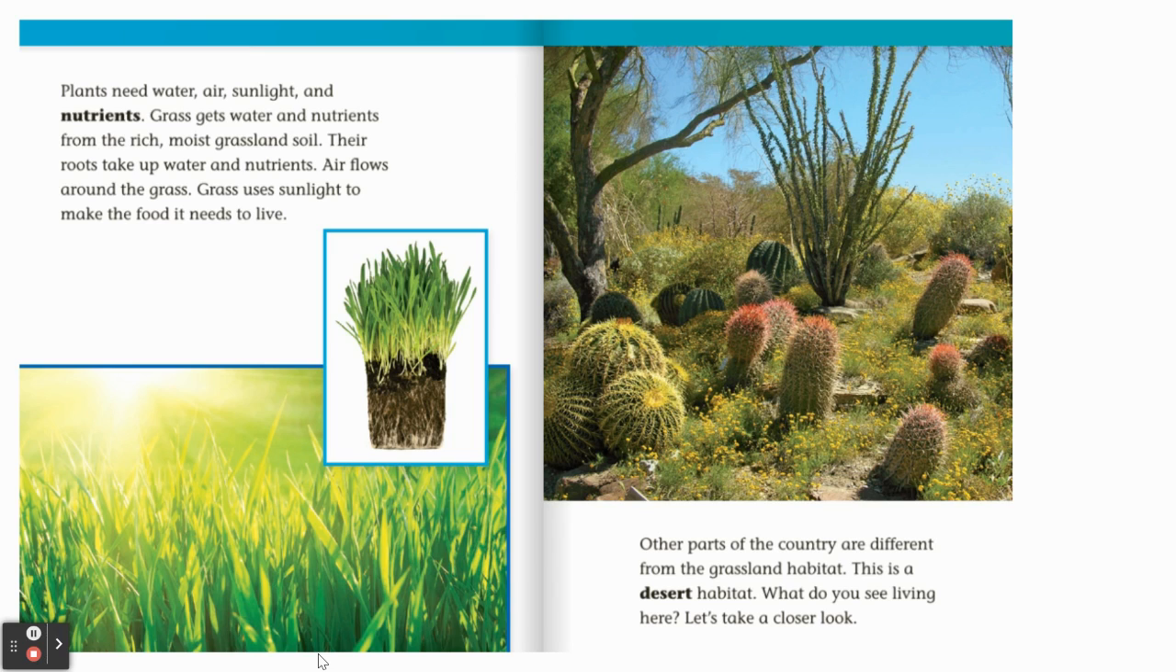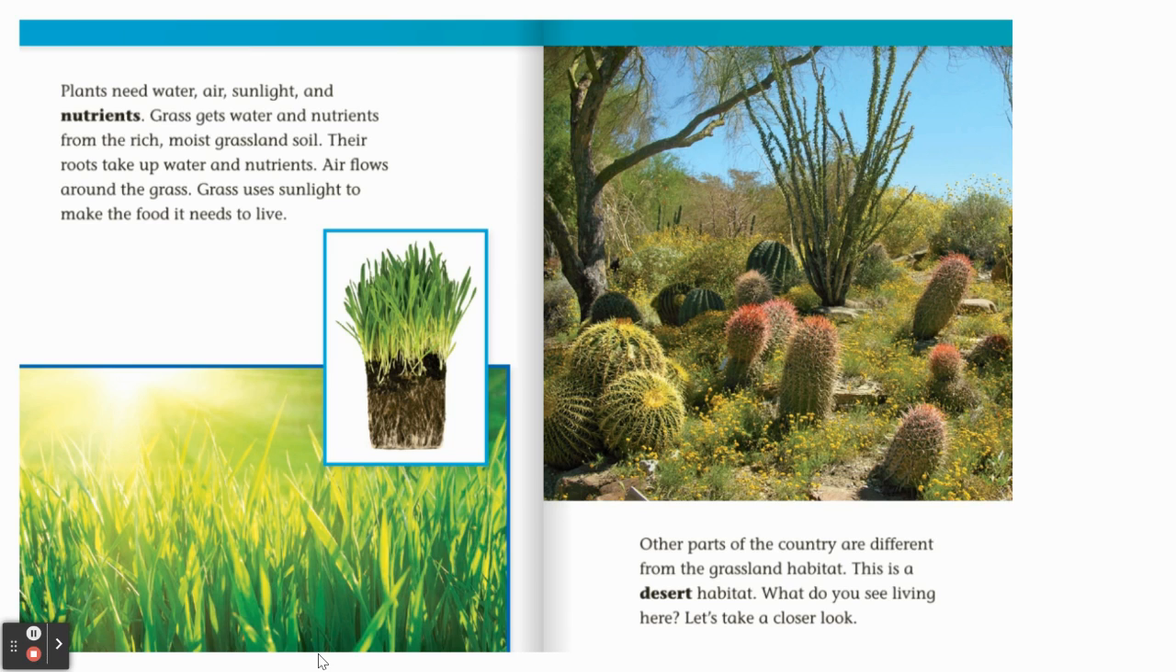Plants need air, water, sunlight, and nutrients. Grass gets water and nutrients from the rich, moist grassland soil. Their roots take up water and nutrients. Air flows around the grass. Grass uses sunlight to make the food it needs to live.